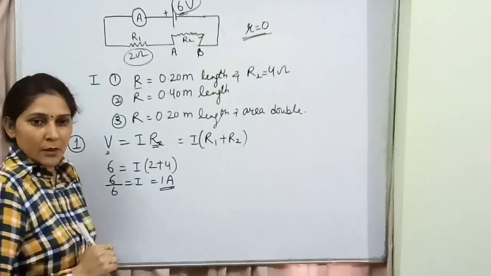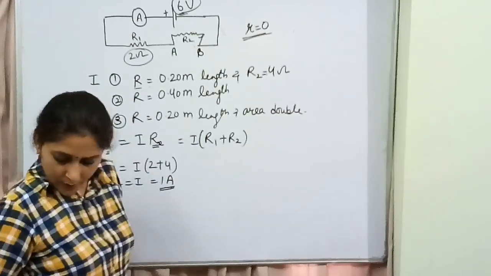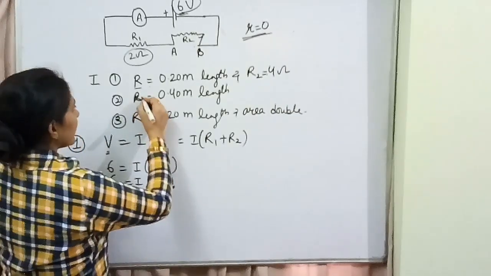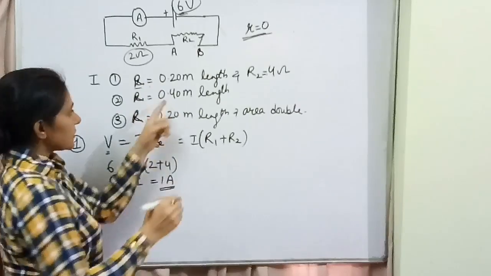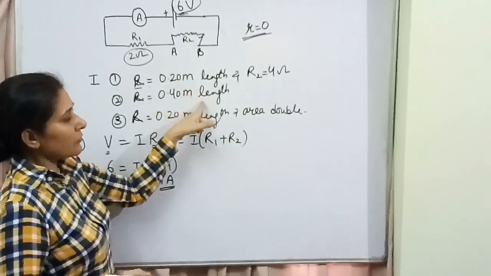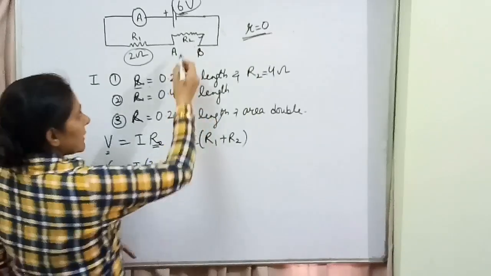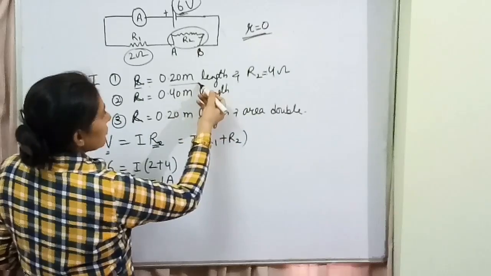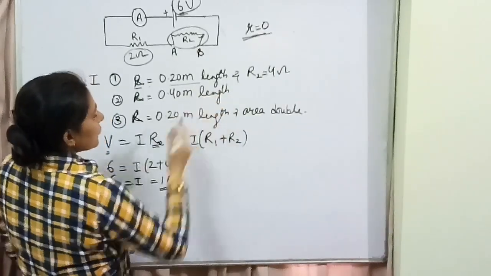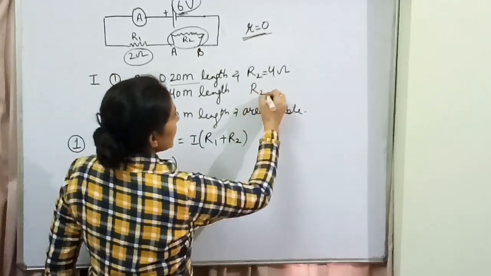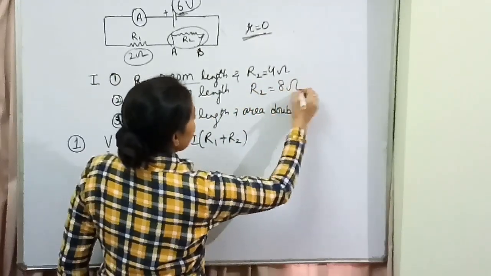This is the first part. The second part is when the length of the wire is 0.4 meter. If the length is doubled, what can we find out about the same wire? यही सेम वायर के लिए वो बोल रहा है. If the length is doubled, it was 0.20 meter in the previous one, now it is 0.40 meter. If the length is doubled, resistance will also be doubled. Resistance will be 8 ohm now.